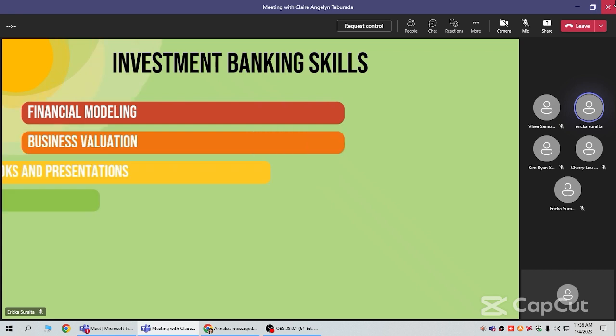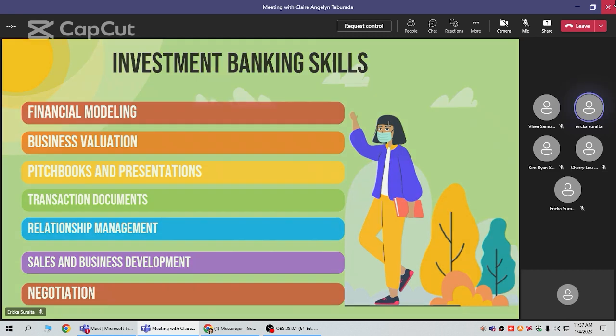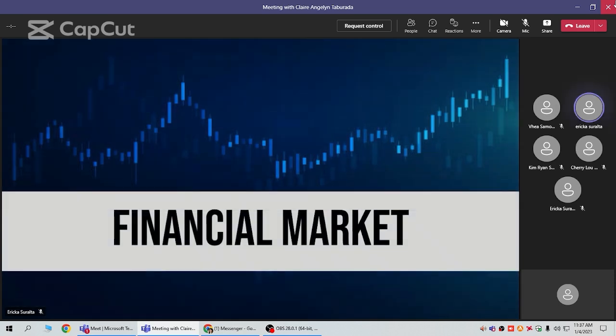Then here are the investment banking skills. Of course, in investment banking, you need to have these kinds of skills so that your clients are satisfied. We need to have financial modeling, of course, business valuation, pitch books and presentations, transaction documents, relationship management, sales and business development, and negotiation. Then we have next the financial market for the next reporter.